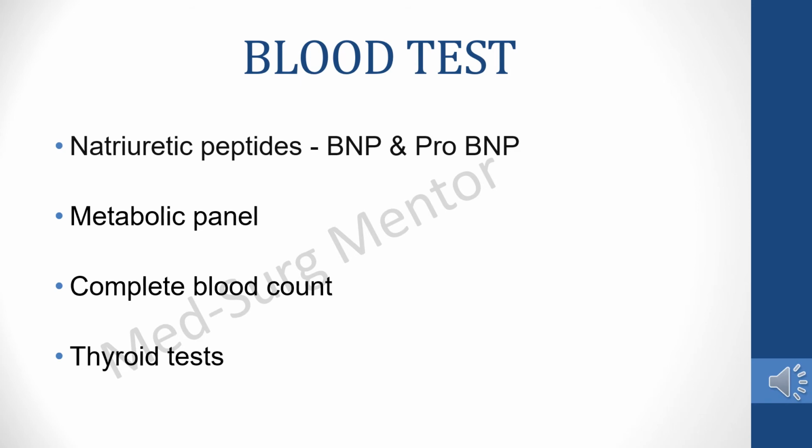The next diagnostic measure is blood test. There are two kinds of natriuretic peptides that are currently available for the diagnosis of heart failure. Those are B-type natriuretic peptide and pro-B-type natriuretic peptide. Blood levels of both of these substances become elevated in patients with congestive heart failure. This is a hormone produced by the left ventricle. And the other blood tests that are commonly done are metabolic panel, complete blood count, and thyroid test.